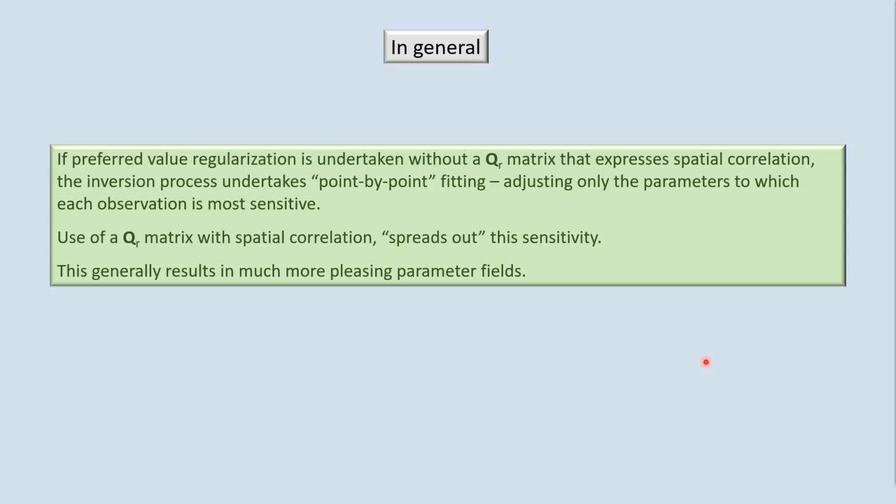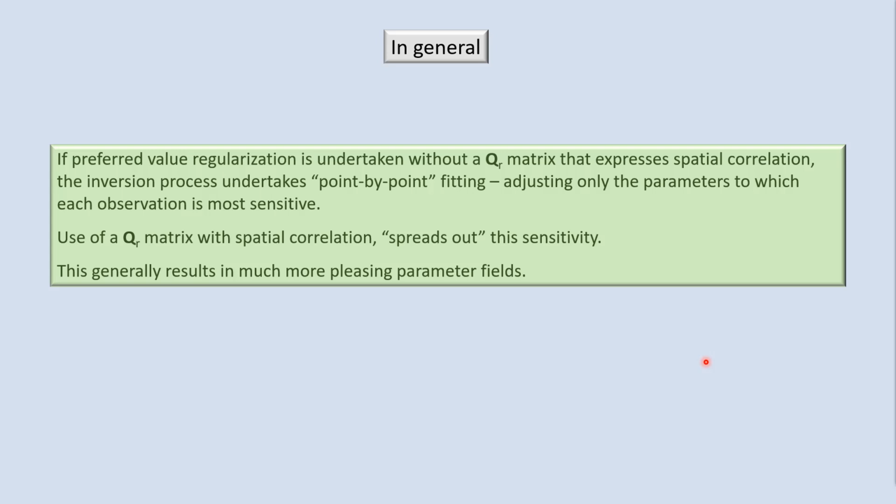If we just say that each component, each regularization constraint has a weight and not a covariance matrix, that is, we make QR a diagonal matrix, then we'll probably do what's often called point-by-point fitting. We'll get a good fit, and only the parameters that are most sensitive to each observation will be varied to give us that good fit, and any relationship that we would like their variability to have with neighbouring parts of the model domain is ignored.